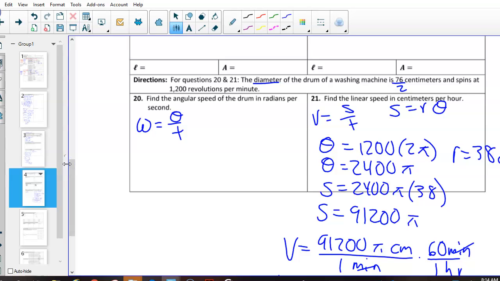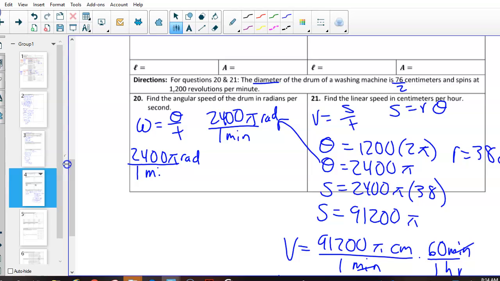Now to go back and find our angular speed, we know we need theta, which is found right here. Right now this is still per minute. And we need this in radians per second. So we need to divide by 60 to get this in seconds.